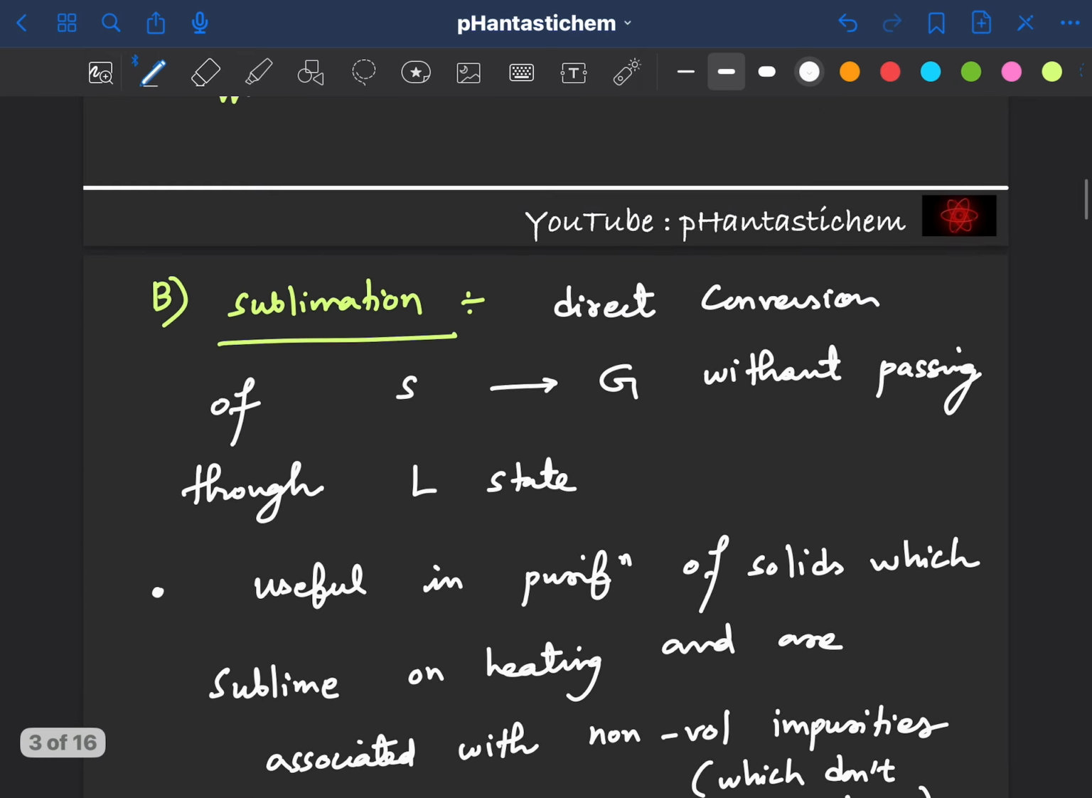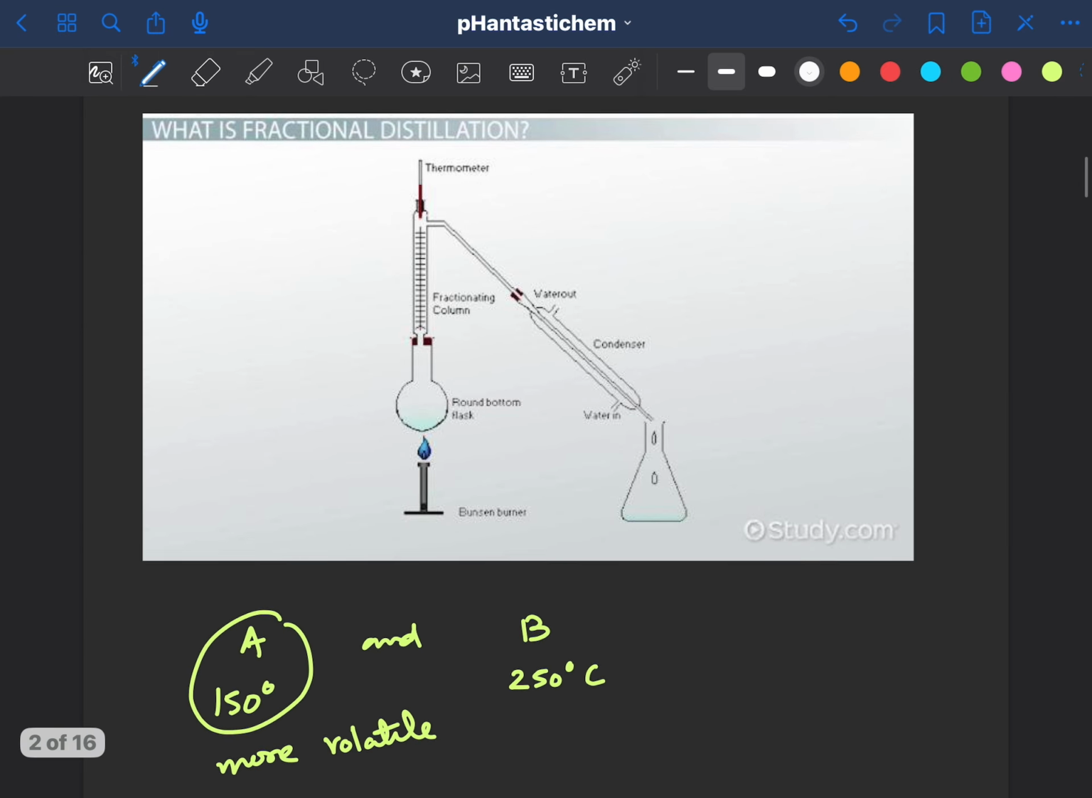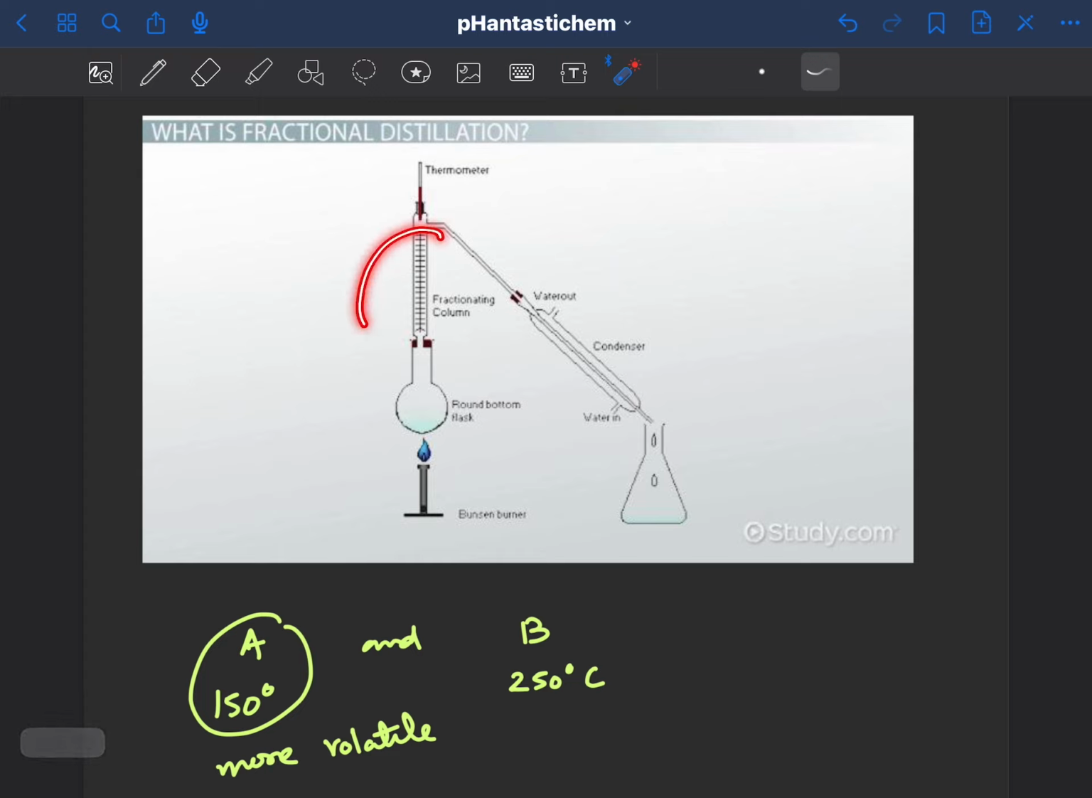So we'll look into the diagram of fractional distillation. In this diagram we have a fractionating column, and the rest of the apparatus is similar to simple distillation, but we have a temperature gradient here. By temperature gradient I mean, since we are heating it, this region will be the hottest, and as we go away from the burner, the temperature starts decreasing. That's a very important point. Or I can say at this point of the fractionating column the temperature is highest, and at this point the temperature is lowest. This is useful for us to understand the mechanism of fractional distillation.